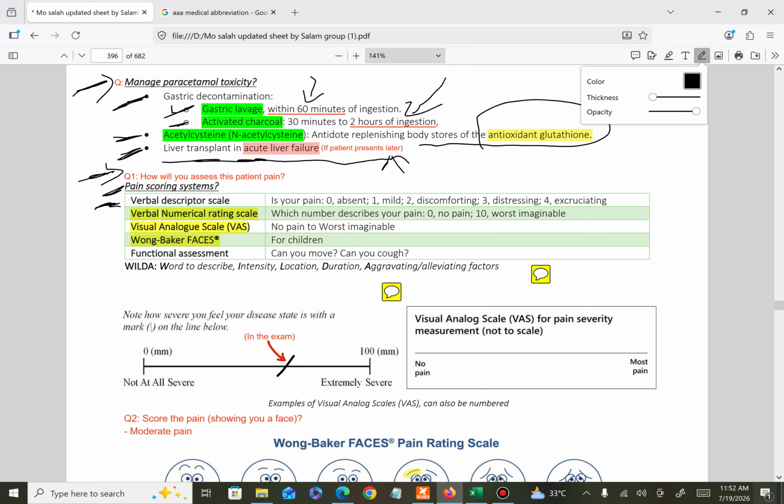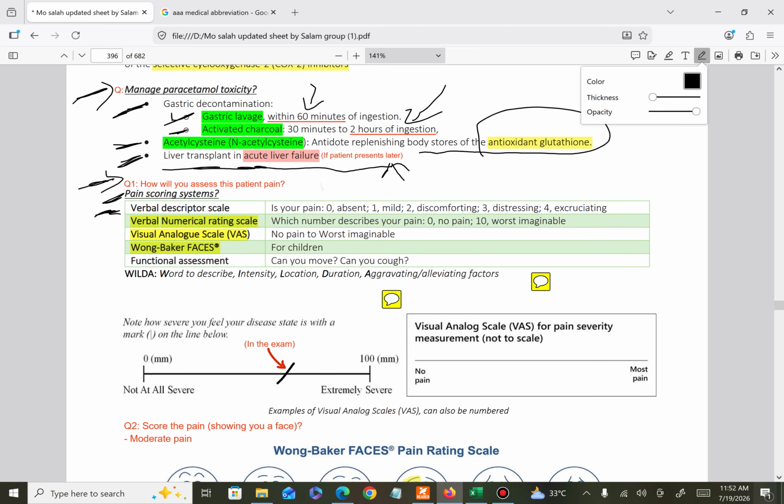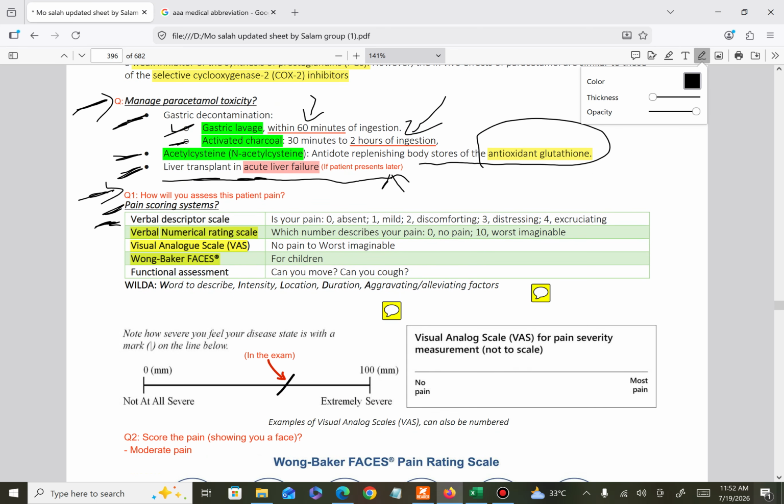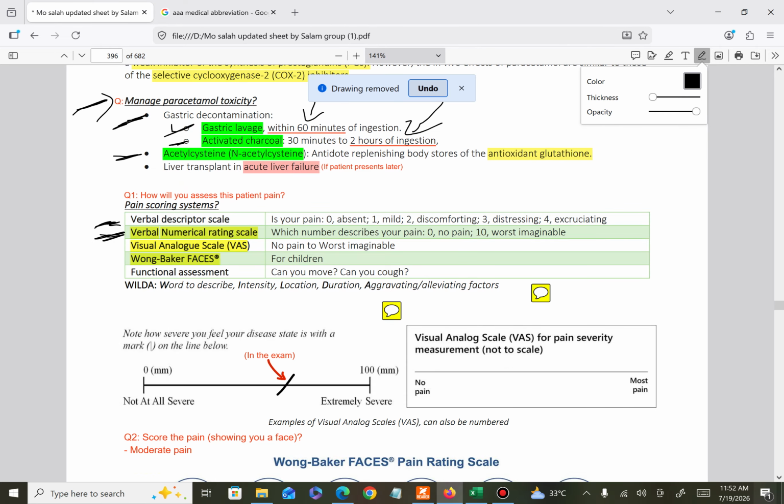So we will have to ask the patient, is your pain 0, which means absent? Is it 1, mild, 2, discomforting, 3, distressing, and 4, excruciating? Okay, so this is the verbal descriptor scale. Then the verbal numerical rating scale. Which number describes your pain? 0 no pain, 10 worst pain.